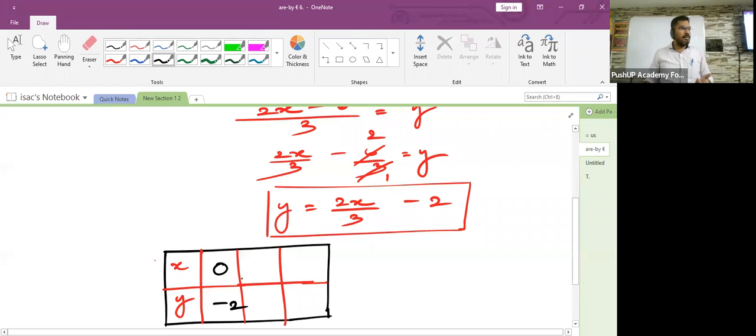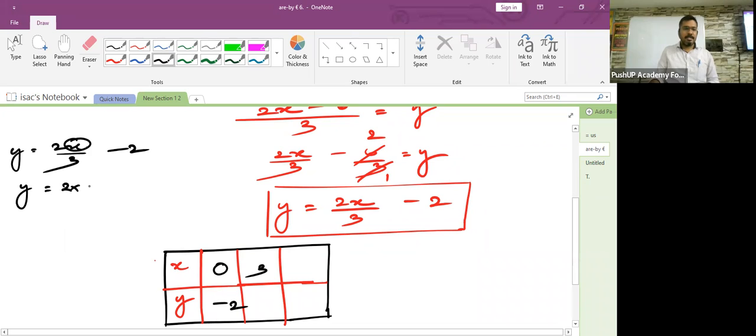X should be 3, right? Yeah, because you have y is equal to 2x by 3 minus 2. So take the values of x which are multiples of 3, isn't it? So let me take the value of x as 3. It becomes exactly 2 into 3 by 3 minus 2. 3 and 3 will get cancelled. So 2 minus 2, which is equal to 0.